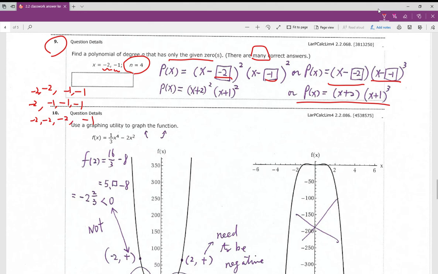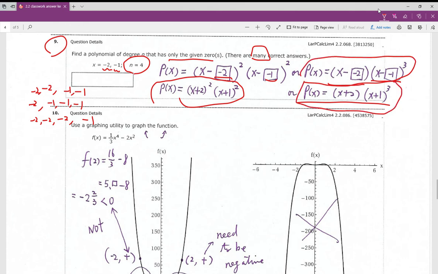So I did all 3 possible ways. Oh, there's another possible way I didn't write: P is x plus 2 and x plus 1 cubed. So 3 possible.